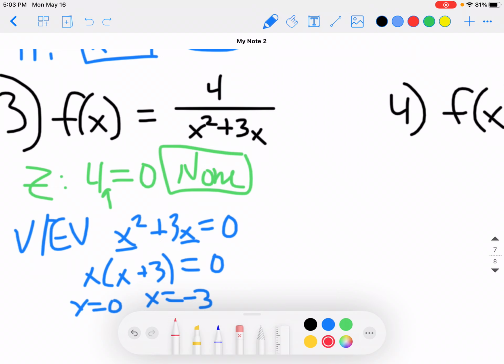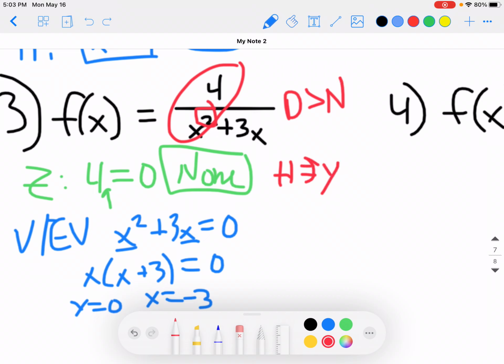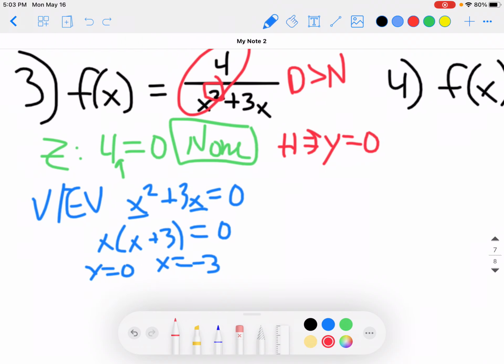And then finally, for my horizontal asymptotes, again, I'm going to take a look at what I have. And here, I don't have anything in my numerator, and my denominator is clearly larger. And so again, if the denominator is greater than the numerator, what that means is that it's going to be at y equals 0.